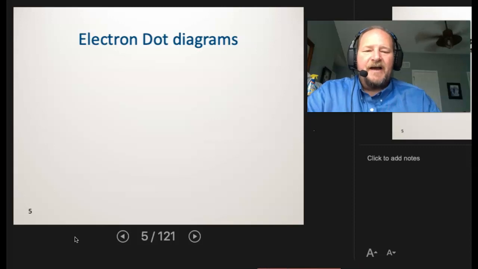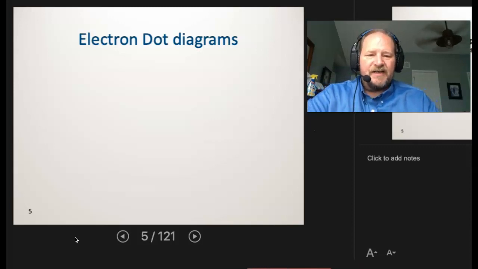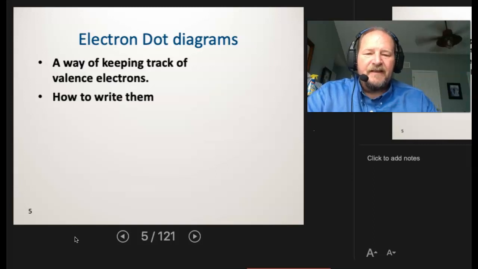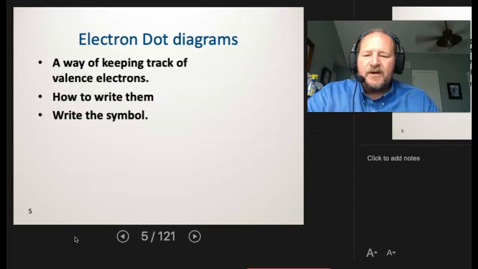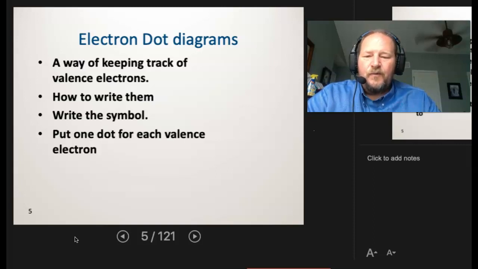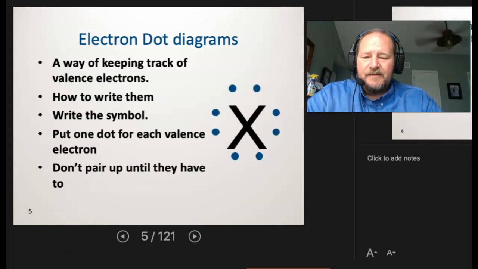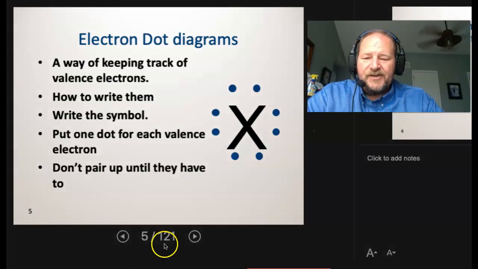Now, how do I draw these electron dot diagrams? Well, it's an easy way of keeping track of just the valence electrons. The first thing we're going to want to do is write the symbol. Then we're going to put one dot in for each of our valence electrons. We won't pair the electrons up until we have to. So the way we do this is we think about an element X, and we're going to put it in an imaginary box.